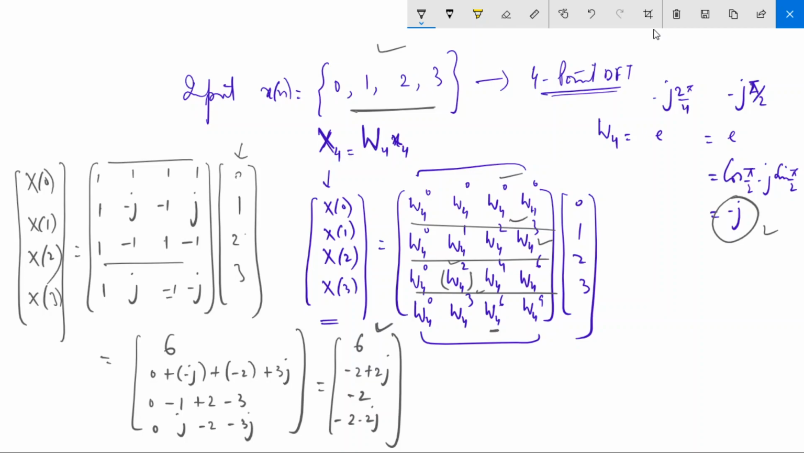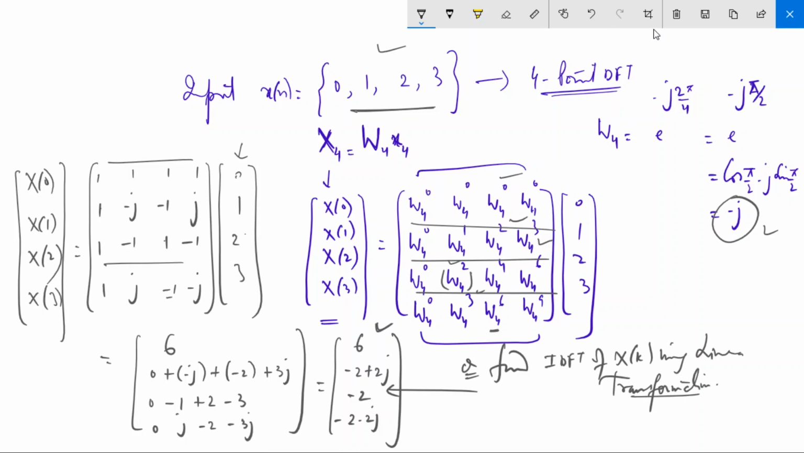now what you have to do, you have to find the IDFT. This is a question for you. You have to find the IDFT of Xk, which is this sequence using linear transformation. Now DFT is given to you. You have to find its inverse DFT. It means when you find IDFT of this, your answer should be this 0, 1, 2, 3.